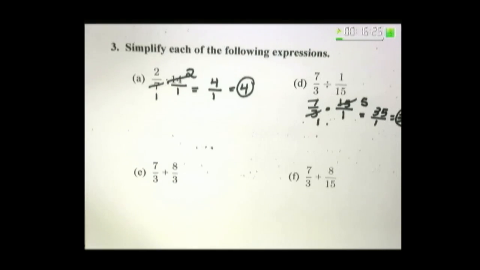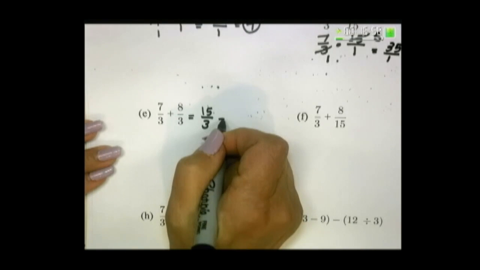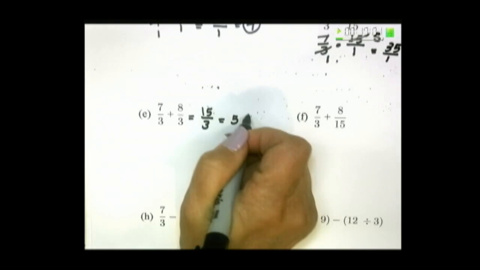Okay? Now in E, we're adding. So A was multiplication, D was division, E we are adding. And we can only add like fractions. We can only add thirds with thirds. So whenever you are adding or subtracting fractions, they must be like fractions. They must have the same denominator. You did not need to do that for multiplication or division. So 7/3 plus 8 more thirds all together is 15/3, which will simplify. 15 divided by 3 is 5. We don't need the 1 in the denominator.